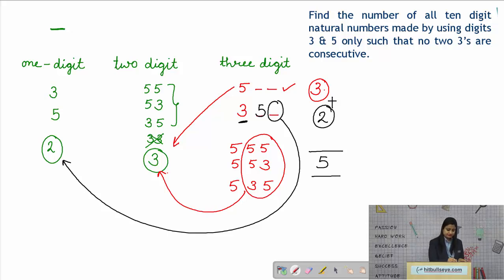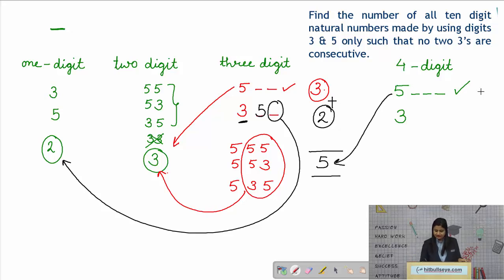Once again, if we talk about 4-digit numbers, either my number will start with a 5 or my number will start with a 3. Since we are talking about 4-digit numbers, 3 places are remaining. So if we take the very first case where the number is starting with a 5, we still have 3 places to fill. So these 3 places are nothing but all the 3-digit numbers which are satisfying the same conditions, and we have calculated those in the previous case. They are 5 in total.